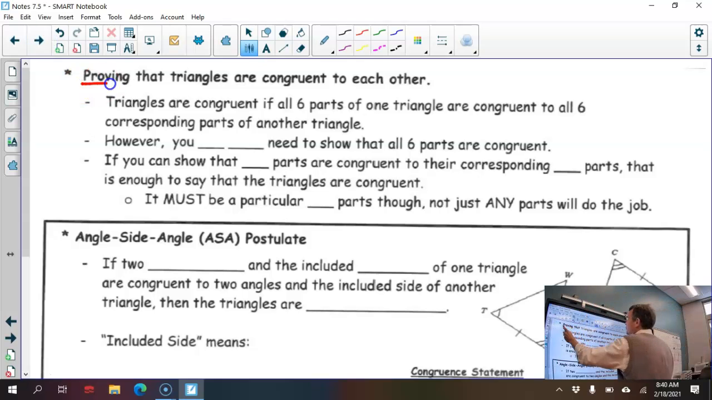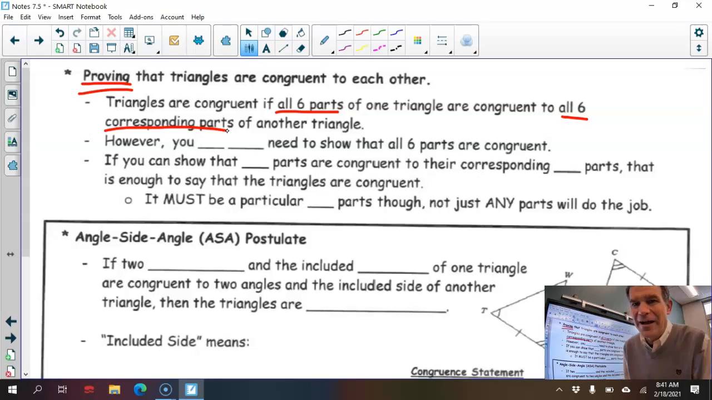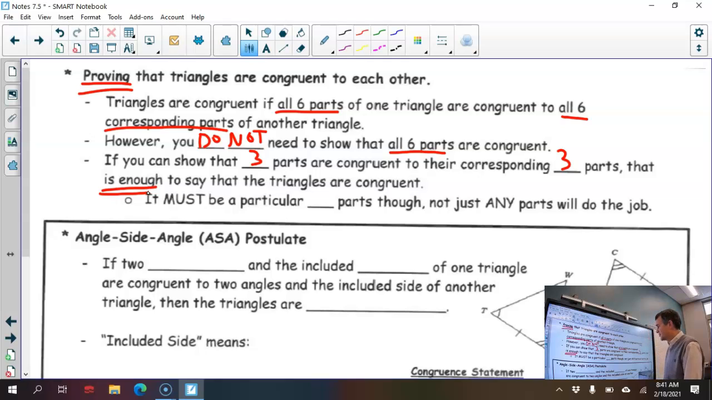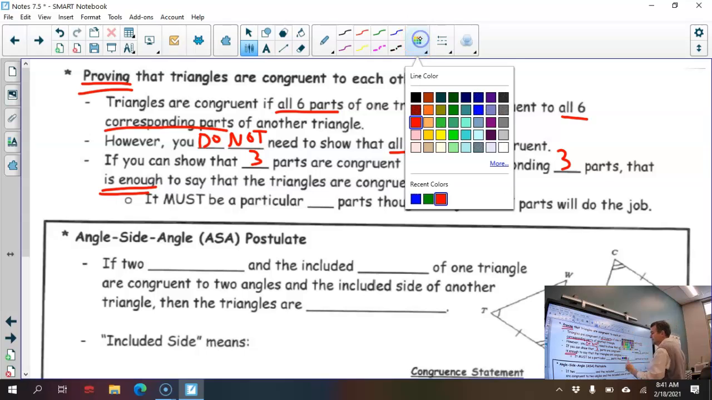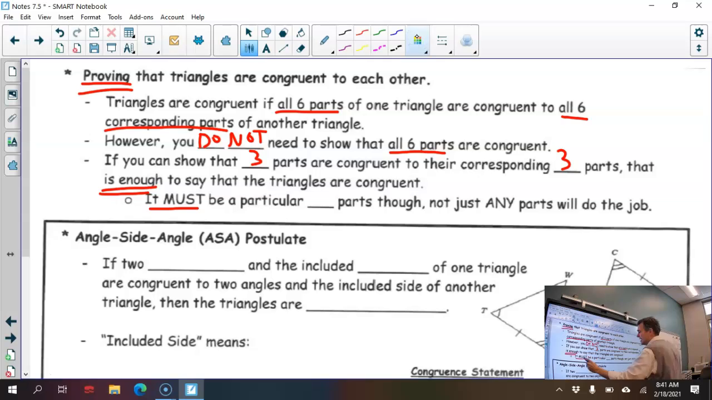All right, so we want to be able to prove that triangles are congruent to each other. And what we have just learned is that triangles are congruent if all 6 parts of one triangle are congruent to all 6 corresponding parts of the other triangle. However, you do not need to show all 6 parts are congruent. In fact, if you can show that 3 parts are congruent to their corresponding 3 parts, that is enough to say that the triangles are congruent. But, big but here, oops, big but, it must be a particular 3 parts. Not just any parts will do the job.